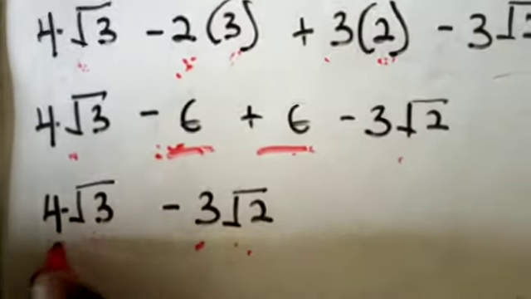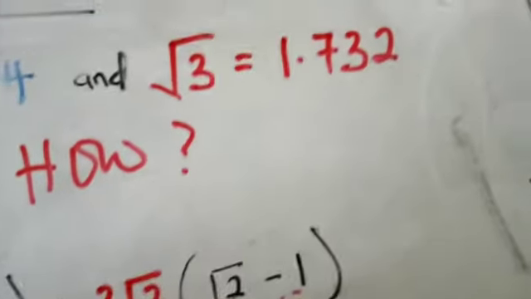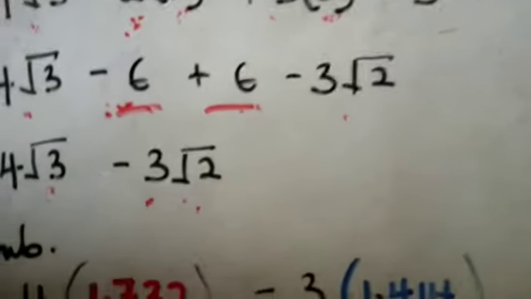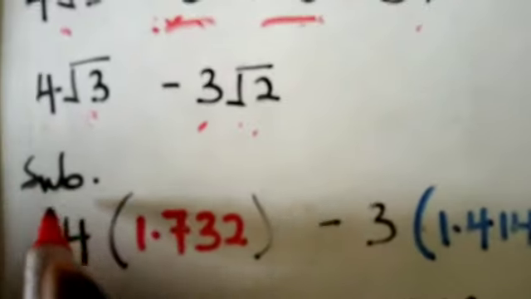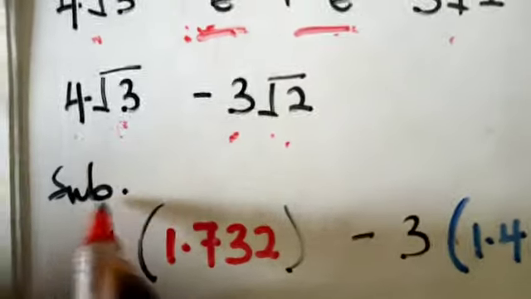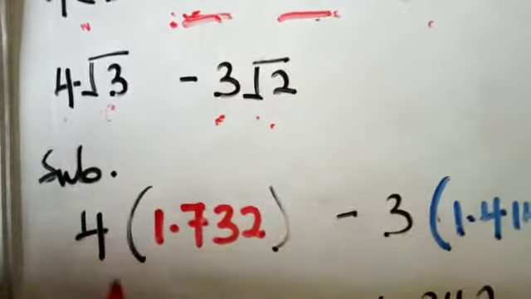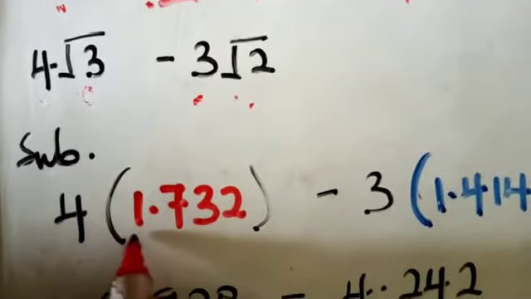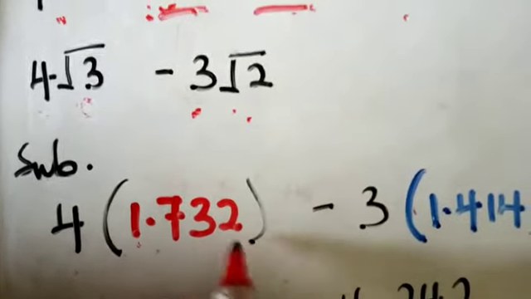So root 4 multiplied by what? Root 3. What is root 3? Root 3 is 1.732, right? And then root 2 is also 1.414. So we are just going to replace, right? So substitute, that's what I mean by substitute. You are going to replace that guy who is attached to 4. So this one will give me 4 into bracket 1.732. We are just replacing.